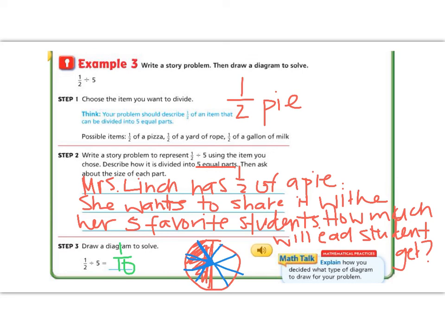We can show this with keep, change, flip as well. 1/2 stays the same, keep, change the operation, flip. 5 upside down is 1/5. 1 times 1 is 1. 2 times 5 is 10. 1/10. Great job, 5th graders. It's almost your turn.